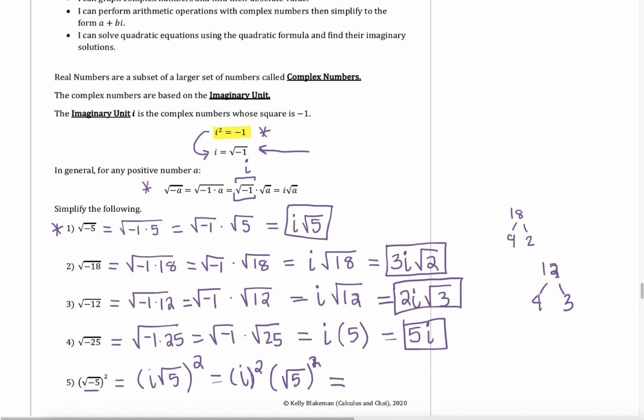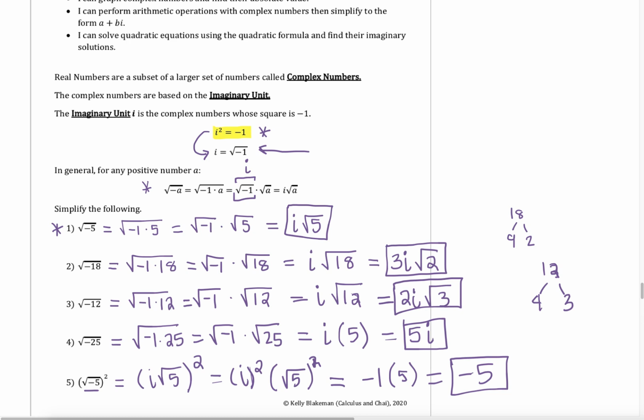So this i squared is equal to negative 1, and we know that the square root of 5 squared, well, the square root and the square cancel, and we get a 5 out, so we end up with negative 5 as our answer then. So on this first page here, we just practiced simplifying some square roots of negative numbers, which up until now we were just saying was giving us no real solution, which is true, but we've now learned how we can simplify and get our imaginary solution out.